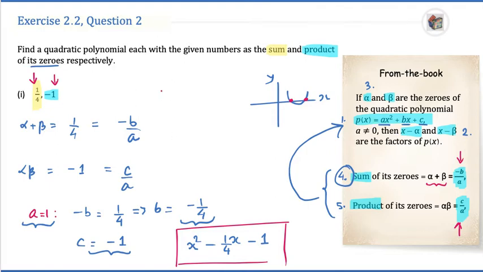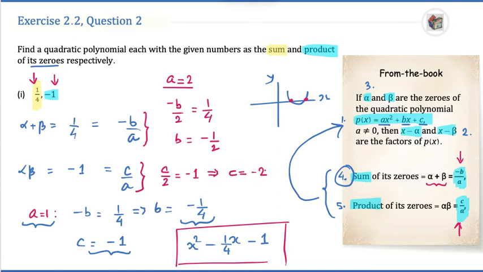For example, let me do one more. Say I choose a equal to 2 now. Then from the first relationship, I will have minus b by 2 is equal to 1 by 4. When I solve this, I get b is equal to minus 1 by 2. Similarly, c by 2 is equal to minus 1, and this gives me the value of c as minus 2. So this time, the quadratic polynomial will have this a, this b, and this c. It's going to be 2x squared minus 1 by 2 x minus 2.